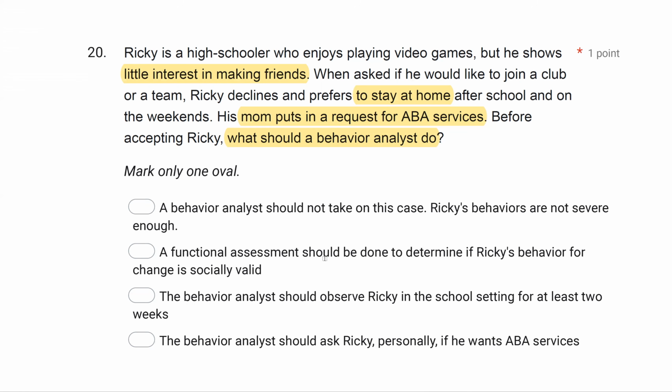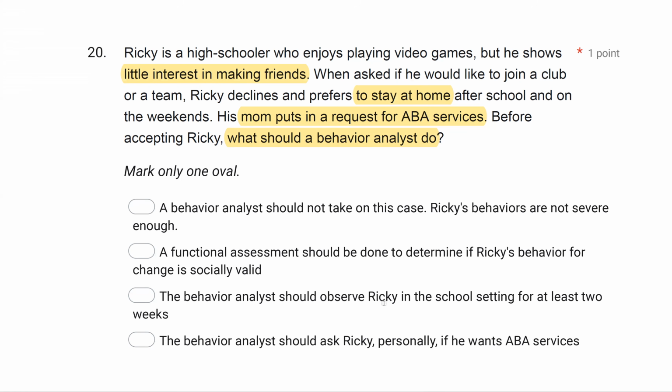B, a functional assessment should be done to determine if Ricky's behavior for change is socially valid. Yes, before ever taking a client, does it matter, right? Is it meaningful? Is Ricky just a normal kid who wants to stay at home and play video games? Or is it a bigger issue? Well, a functional assessment is going to let us know.